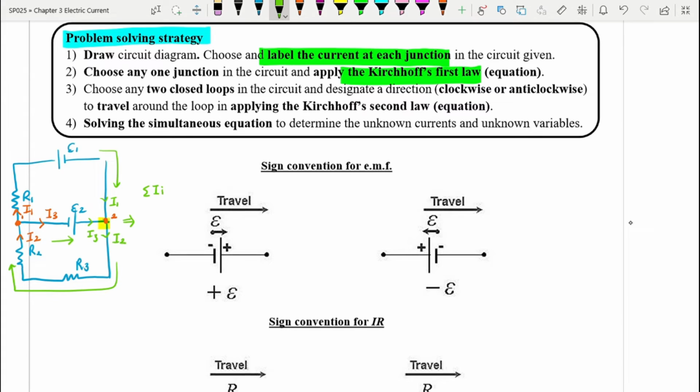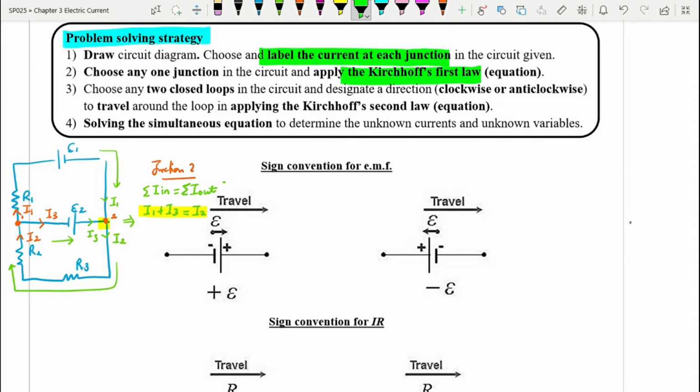I in equals to I out. So, macam mana equation yang kita akan buat? I in kita adalah I1 plus with I3 must be equals to I2. Okay, so this is for junction 2. Okay, hanya pilih satu junction sahaja. That is for junction 2. Alright, so kita dah buat satu equation that apply the Kirchhoff first law.